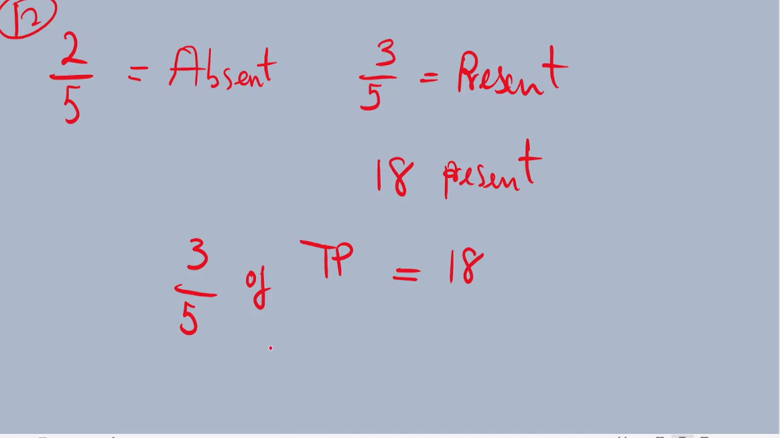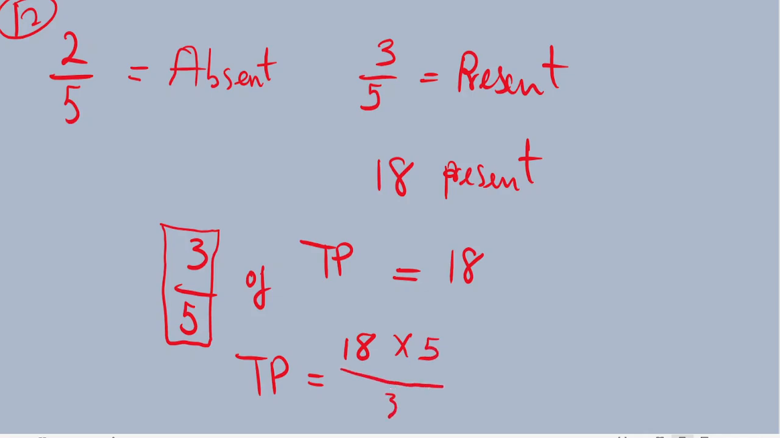To do that, you multiply 18 by the reciprocal of this. The reciprocal of this, you use it to multiply 18. So it becomes 18 times 5 over 3. That's the reciprocal of 3 over 5. So if 3 over 5 of total population is 18, then the total population will be equal to 18 times 5 over 3. So that will give you what? 18 times 5 over 3.